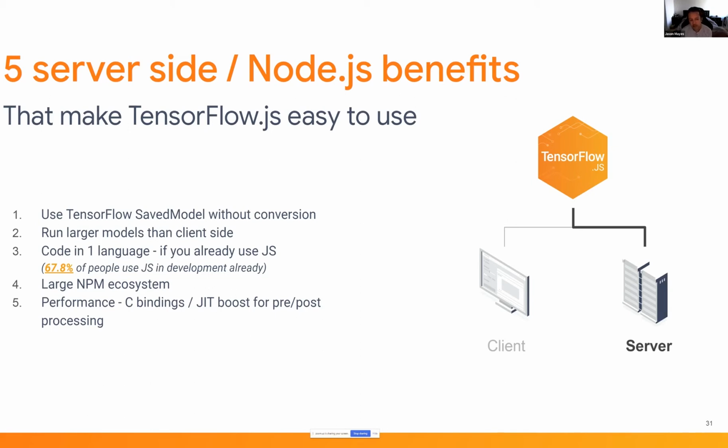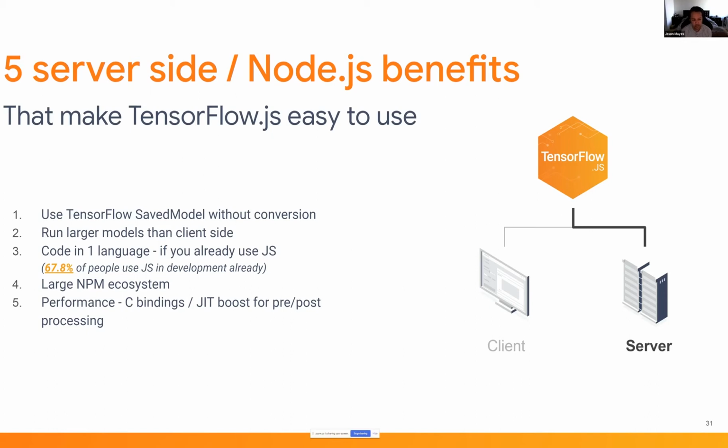Point 3, it allows you to code in one language. Now, I know people on this call will be Python programmers, that's completely fine, but 67% of people actually use JavaScript in development already. This is taken from the Stack Overflow developer survey of 2019. So 2/3 of people actually use JavaScript as their production language. So if you are one of that 67%, then there's no need to learn another language just to do machine learning. And you can take those machine learning models that are trained in Python and use them within your Node.js environment on the server side, which is pretty powerful.